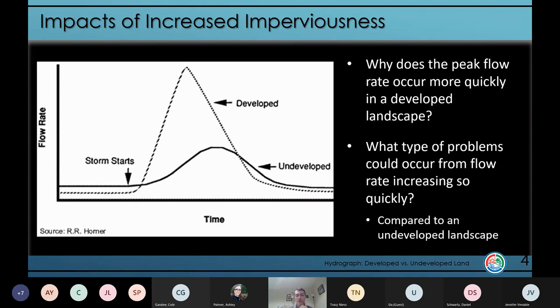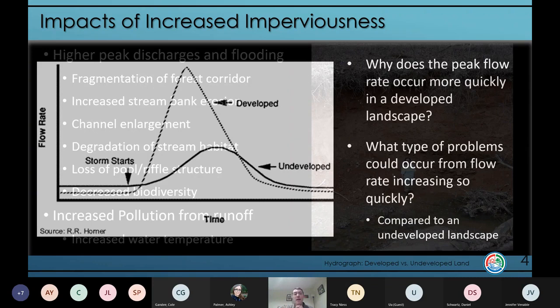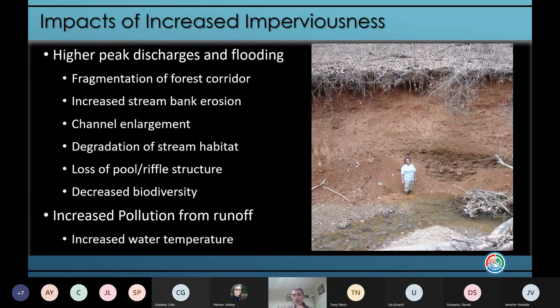So the impacts of increased imperviousness: higher peak discharges and flooding. That's that huge pointy peak in the last graph. That causes fragmentation of the forest corridor, mostly caused by erosion. The picture on the right is a heavily eroded stream. Dan showed a few pictures of streams that were a little less eroded. This is one of the worst streams that we have seen, but we've seen multiple that are that bad or worse. It fractures areas of the environment. If you're a deer or any other animal living out in these woods, you can no longer just walk across that stream.